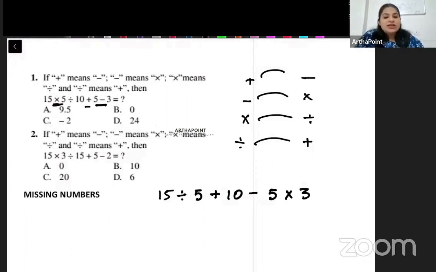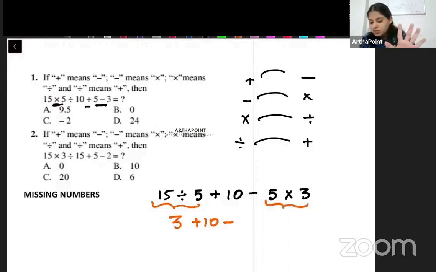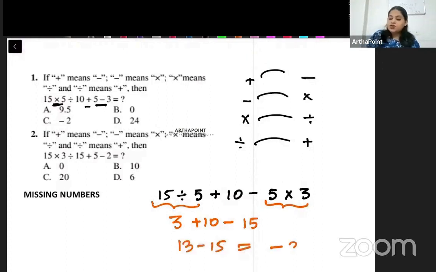So it will be 15 divided by 5 plus 10 minus 5 into 3. Apply BODMAS. So first of all, you have to divide: 15 divided by 5 is 3, plus 10 minus... BODMAS: bracket, division, multiplication. Multiply it. Okay. After that, addition. So 13 minus 15, which will be minus 2. So answer to this question, beta, will be minus 2.